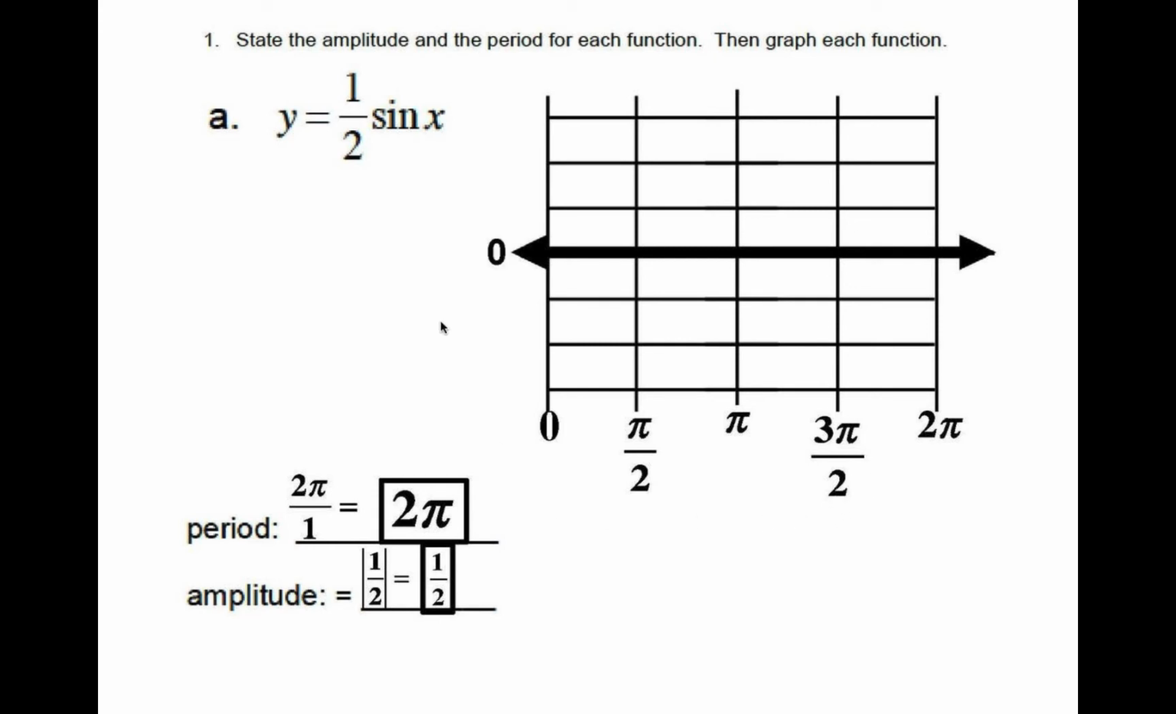So to graph this, I'm going to scale the left side here. And then remember, sine starts at 0, 0. And then it goes up to the amplitude, back to 0, down to the amplitude of 1/2, and then back to 0. So that's one complete period for this graph.